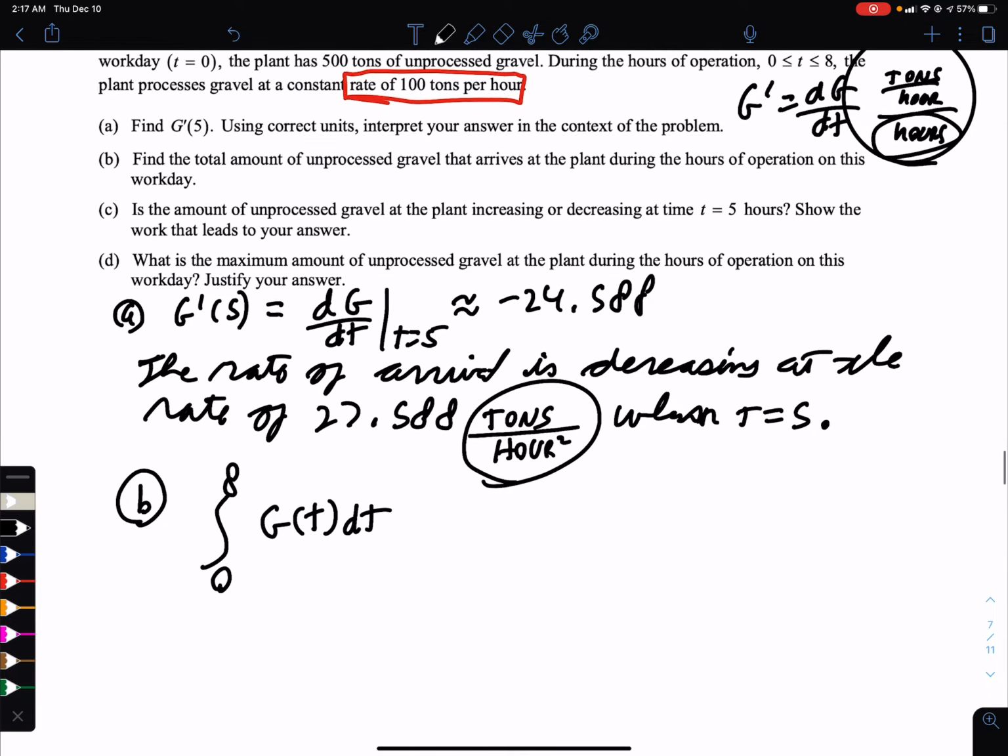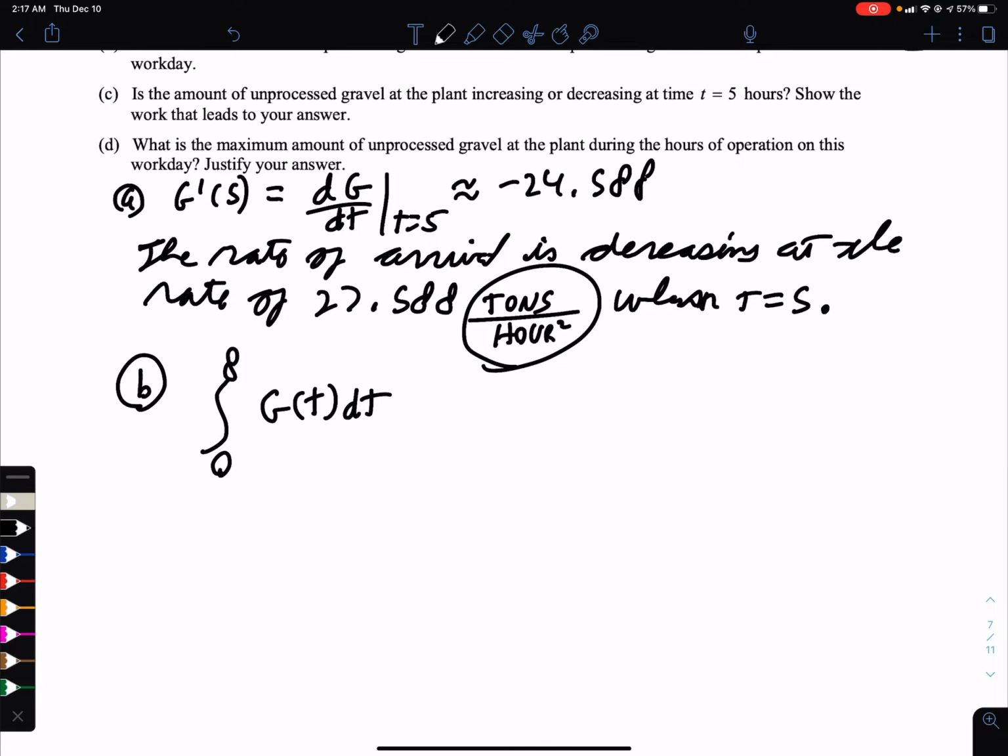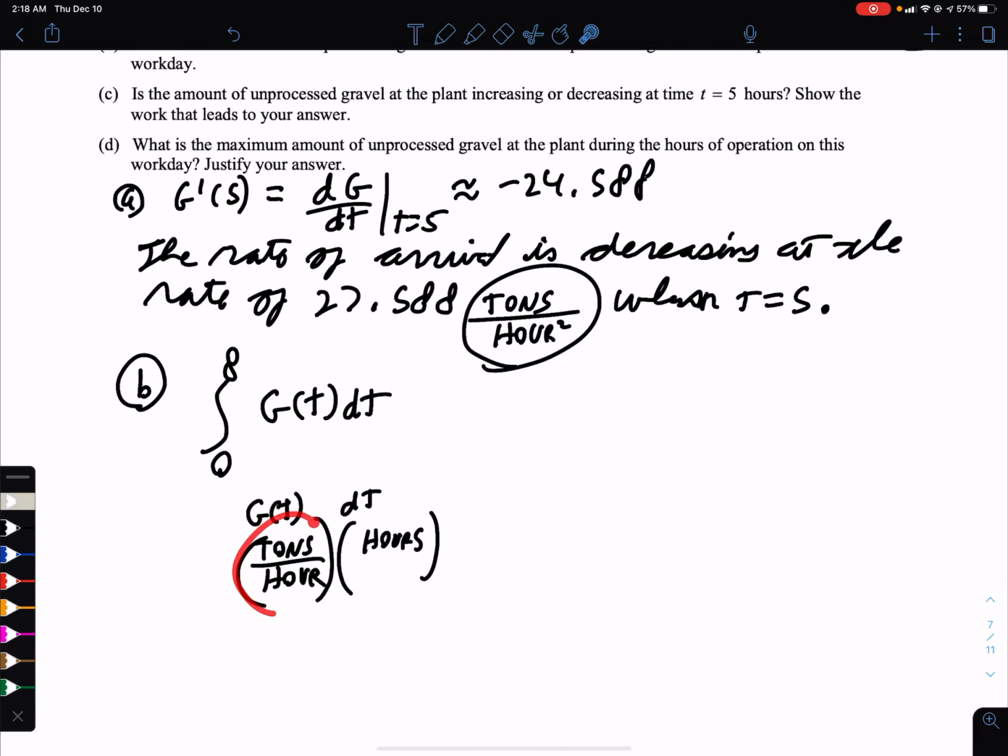Okay, I will explain here. What's g of t? G of t is the rate of arrival. How fast gravel's arriving. And it's in tons per hour. Okay? That's what g of t is. What's dt? dt is the amount of time. And that's going to be hours. So this is how fast gravel's arriving. Say it's 50 tons per hour. How much gravel will arrive in 1 hour? 50 tons. Because every hour is 50 tons per hour, and it's 1 hour.